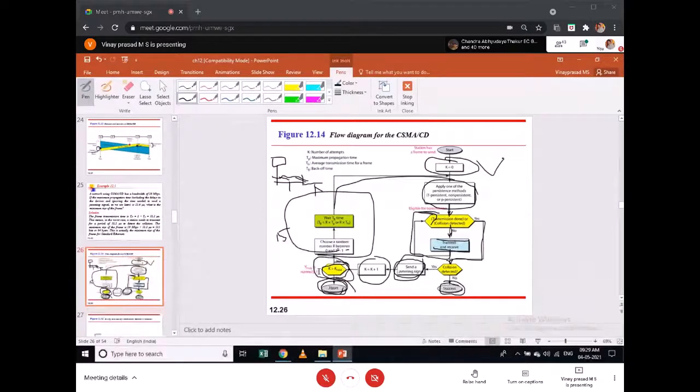Then we'll try to derive an expression for finding the efficiency of this protocol, the CSMA/CD protocol. Do you have any doubts so far?